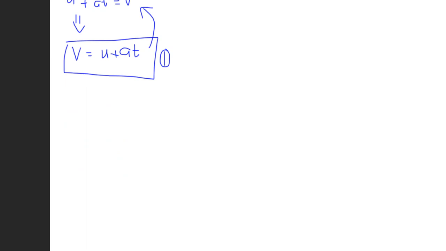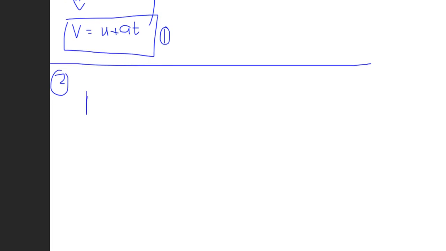Now let's look at our second linear motion equation, shall we? I'll just draw a line here. Our second linear motion equation goes something like this. Displacement is equal to average velocity times time. As you know, using the formula d is equal to v times t, that's where we get this equation from.